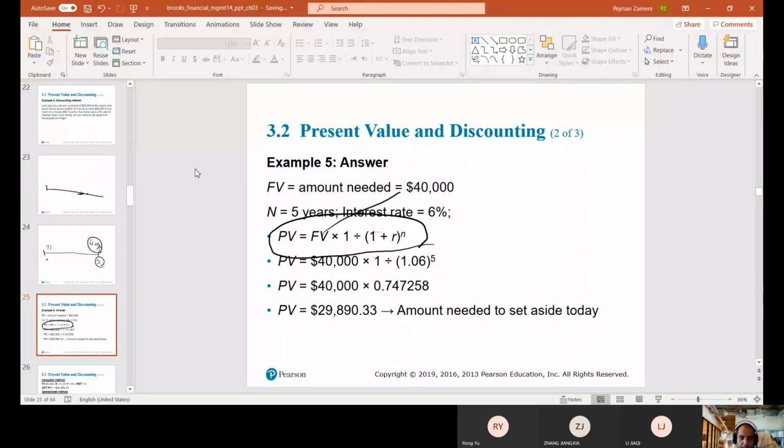We have the future value, we have the interest rate, we have the number of the years. For a single cash flow, then that is a number. It means that right now I need to invest 29,000 in my account. After 5 years, I will be having 40,000, which is enough in order to buy the house.